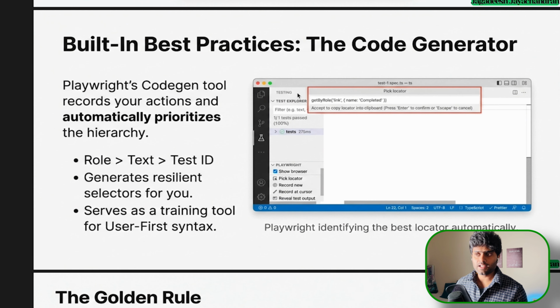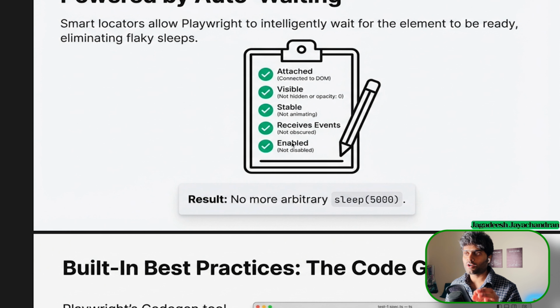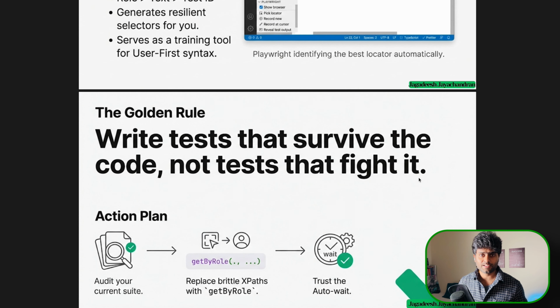If you use CodeGen, as I mentioned in this video, by default it prioritizes the order that we discussed here, whatever order best suits that particular DOM. And finally, with this approach, you will write tests that can survive the code, not tests that fight with the code that the developer develops.